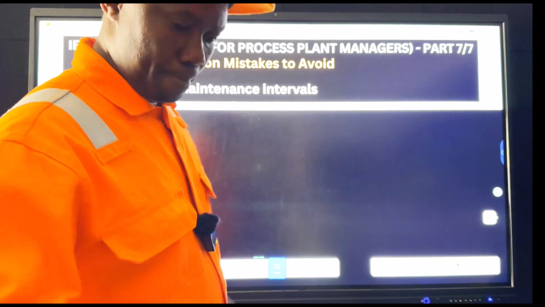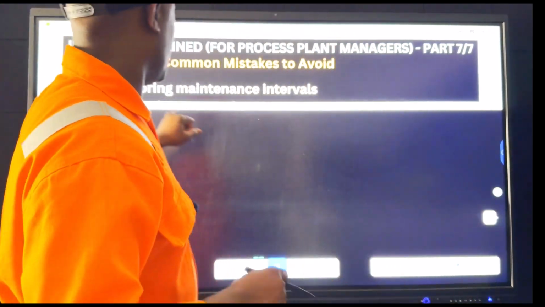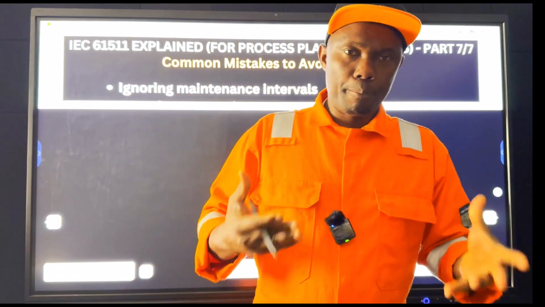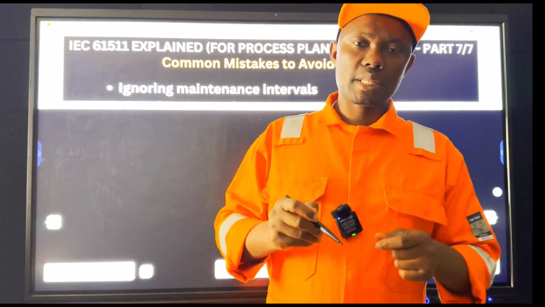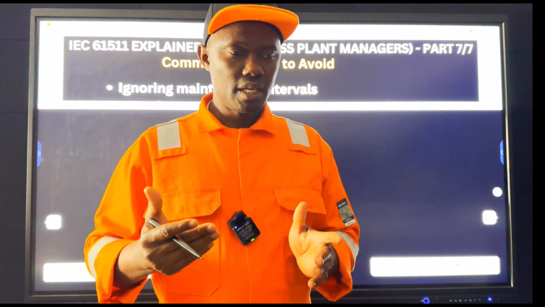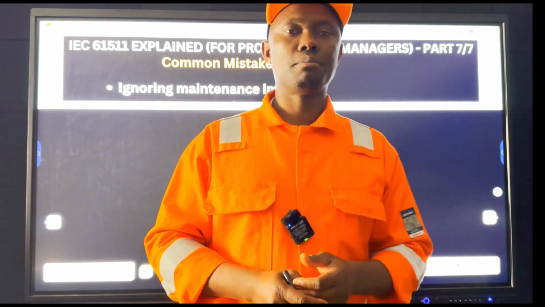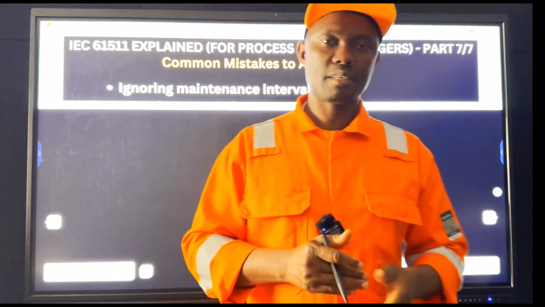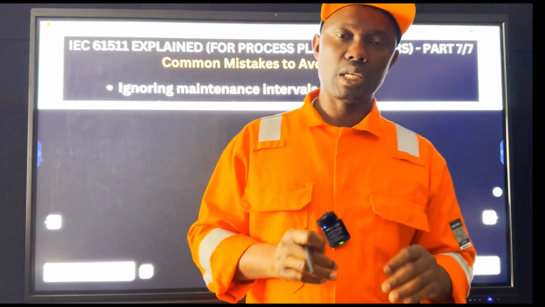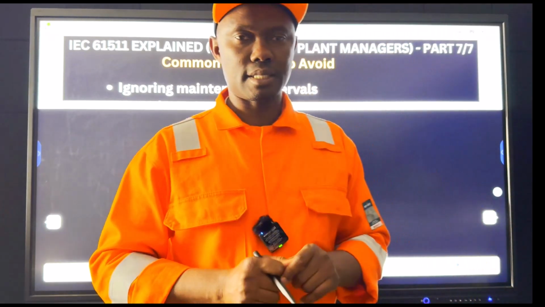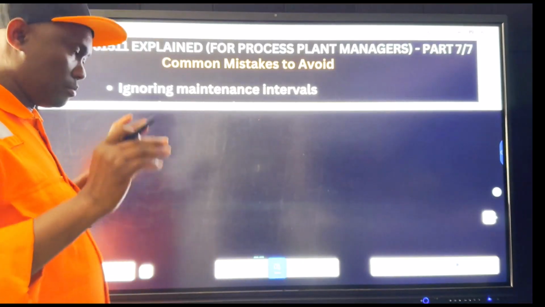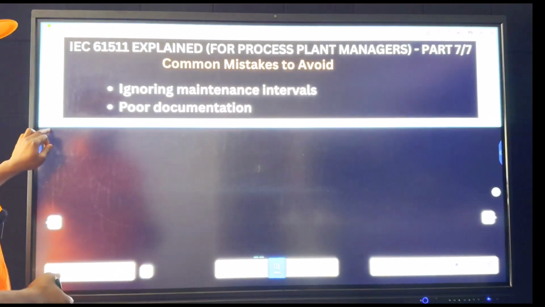One of the mistakes to avoid is ignoring maintenance intervals. When some people do not understand the importance of proof tests, they may feel that, yes, the system is working, we can do it some other time. No, it's not done like that when it comes to functional safety related systems, the SIS precisely. So make sure you do not ignore maintenance intervals and proof test intervals.